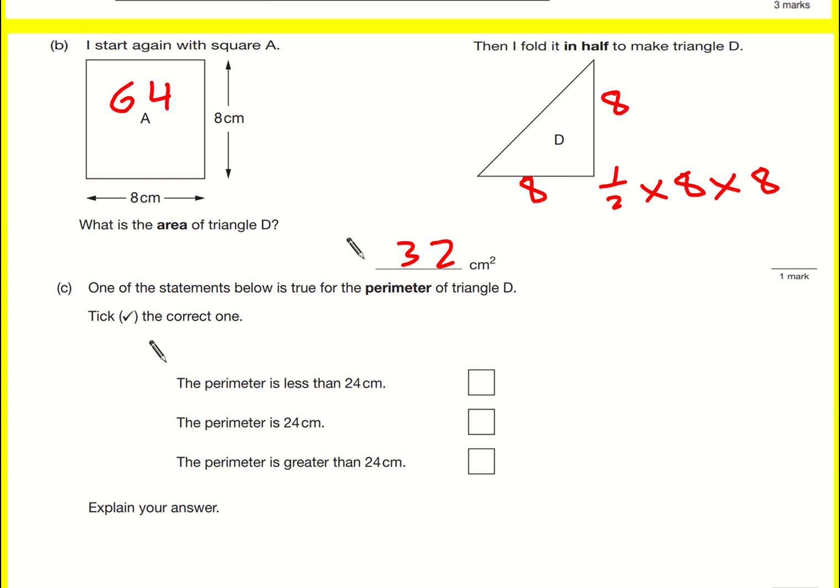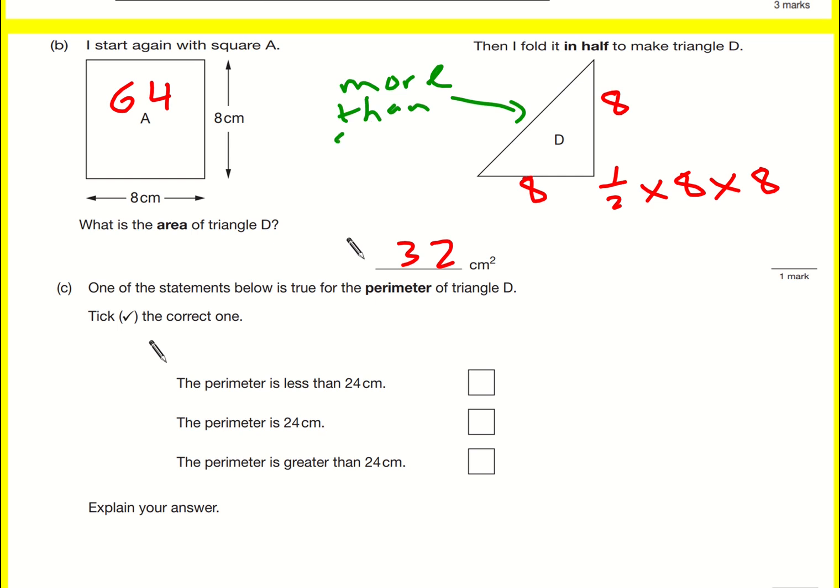This is the trickiest question. One of the statements below is true for the perimeter of triangle D. Tick the correct one. Is the perimeter less than 24, equal to 24, or greater than 24? Well, this length here, we don't know what it is, but it's going to be more than 8.